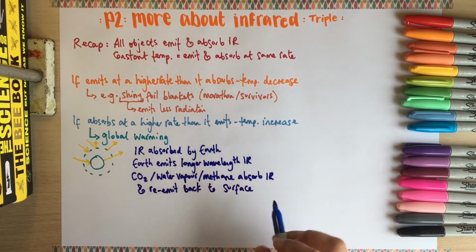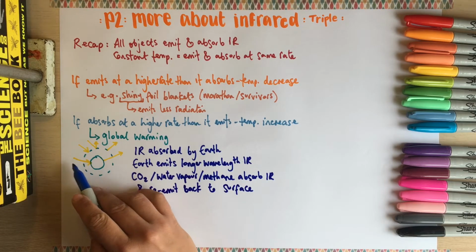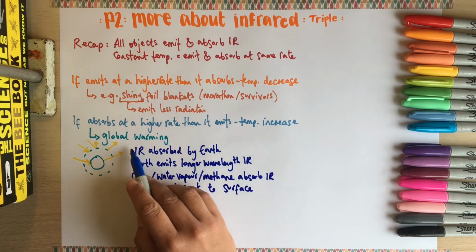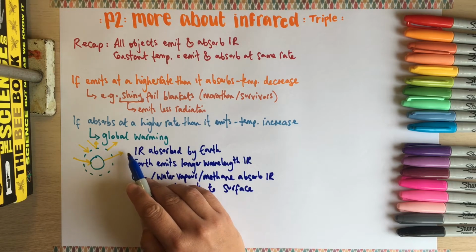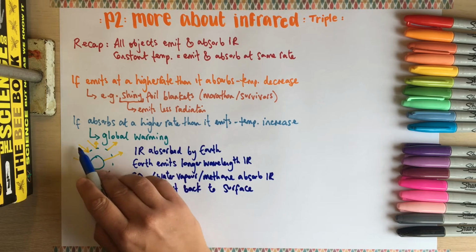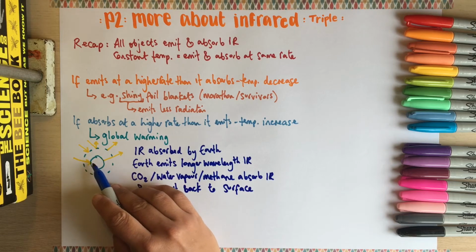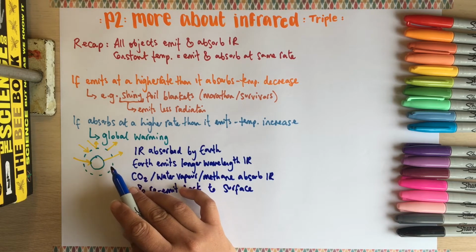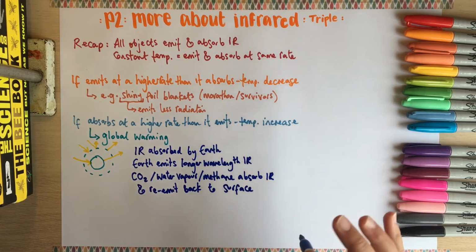So if it wasn't for the atmosphere, the Earth, the ground, would be absorbing the radiation from the sun and then re-emitting it back into space, which would mean that at night time it was much colder, because during the day it's going to be absorbing and emitting, whereas at night it's not going to be absorbing any because the sun's not going to be shining on that part of the Earth, so it's just going to be emitting, and it would get very cold, so cold that life wouldn't be possible.